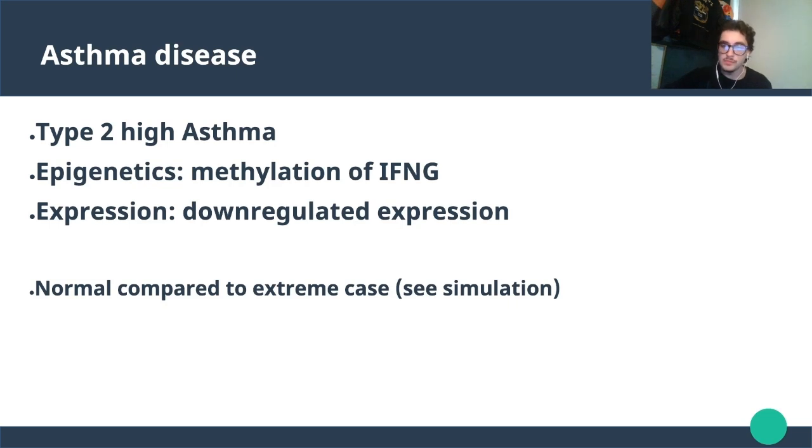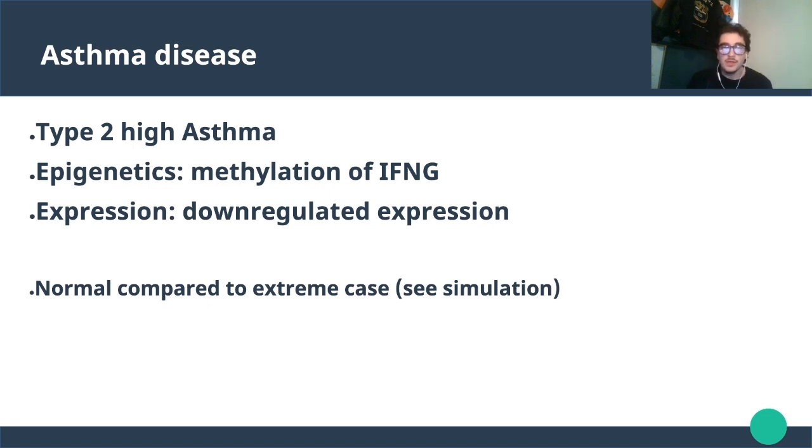So, what is asthma? Well, asthma is a common and complex respiratory disease. It is characterized by the inflammation of the airways and other symptoms. And this paper focuses on the asthma type called type 2 high asthma, which is basically allergic asthma. The other type is type 2 low asthma, which is essentially the non-allergic.